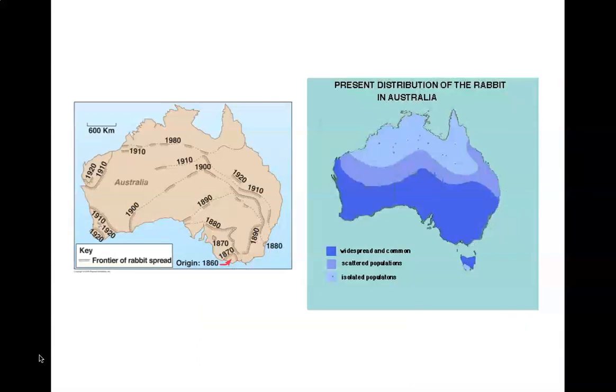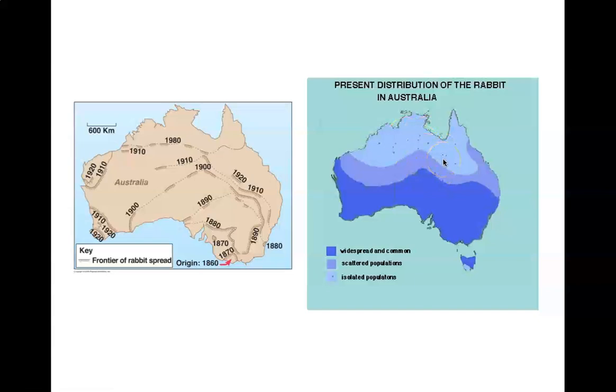This is just showing the expansion of the rabbits. So you can see in the 19th century, this is where the rancher lived originally. And you can see that the rabbits just spread throughout much of the continent over the next 50 years. Now the rabbits mostly inhabit the southern part of the continent, but they can be found here and there throughout the entire continent.